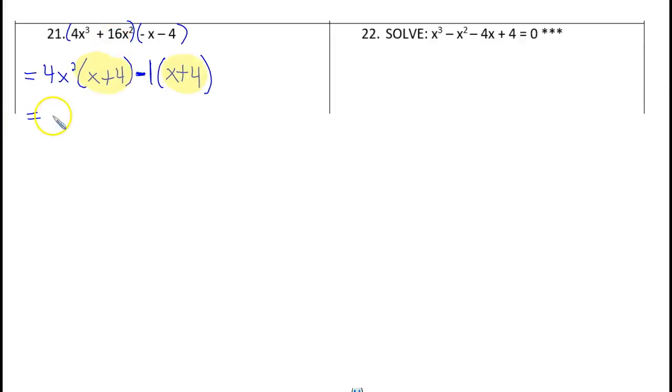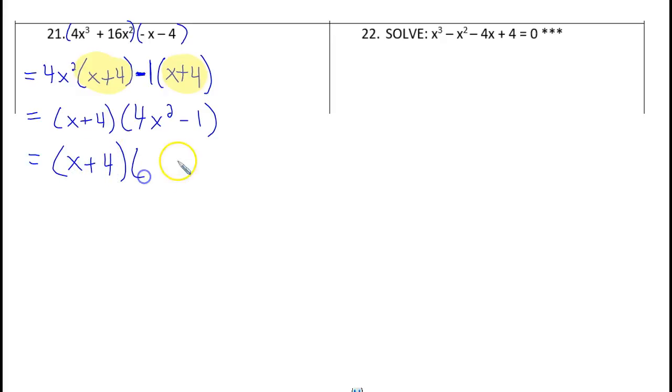So we take that x plus 4 out to the front in its own little parentheses. And the leftover bits, once we divide that x plus 4 to the front, go in the second parentheses: 4x squared minus 1. Now I see a perfect square minus a perfect square. So this is the difference of two squares. We can factor further. The x plus 4 is as good as it's going to get. We can't take that one out any further, but the 4x squared minus 1 is the difference of two squares.